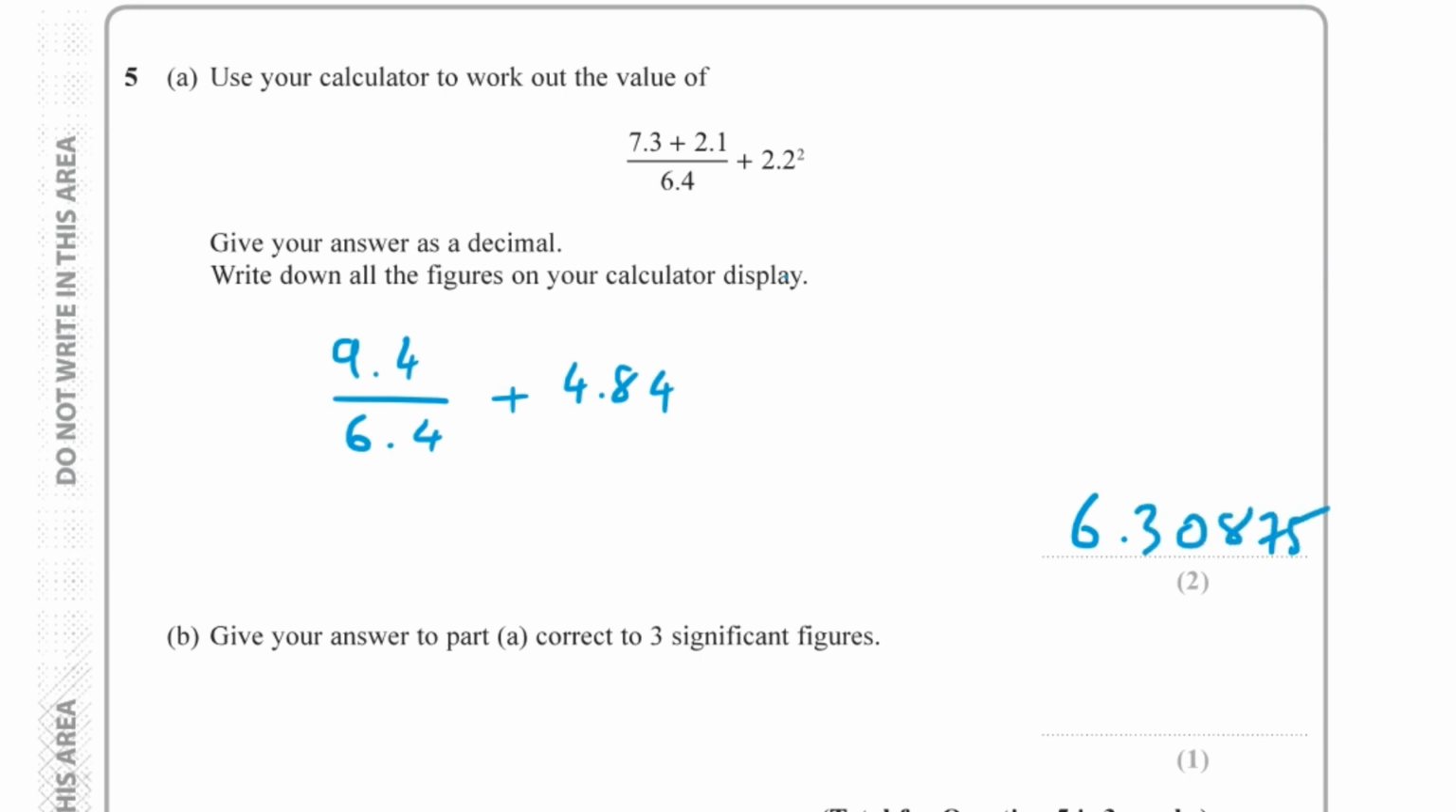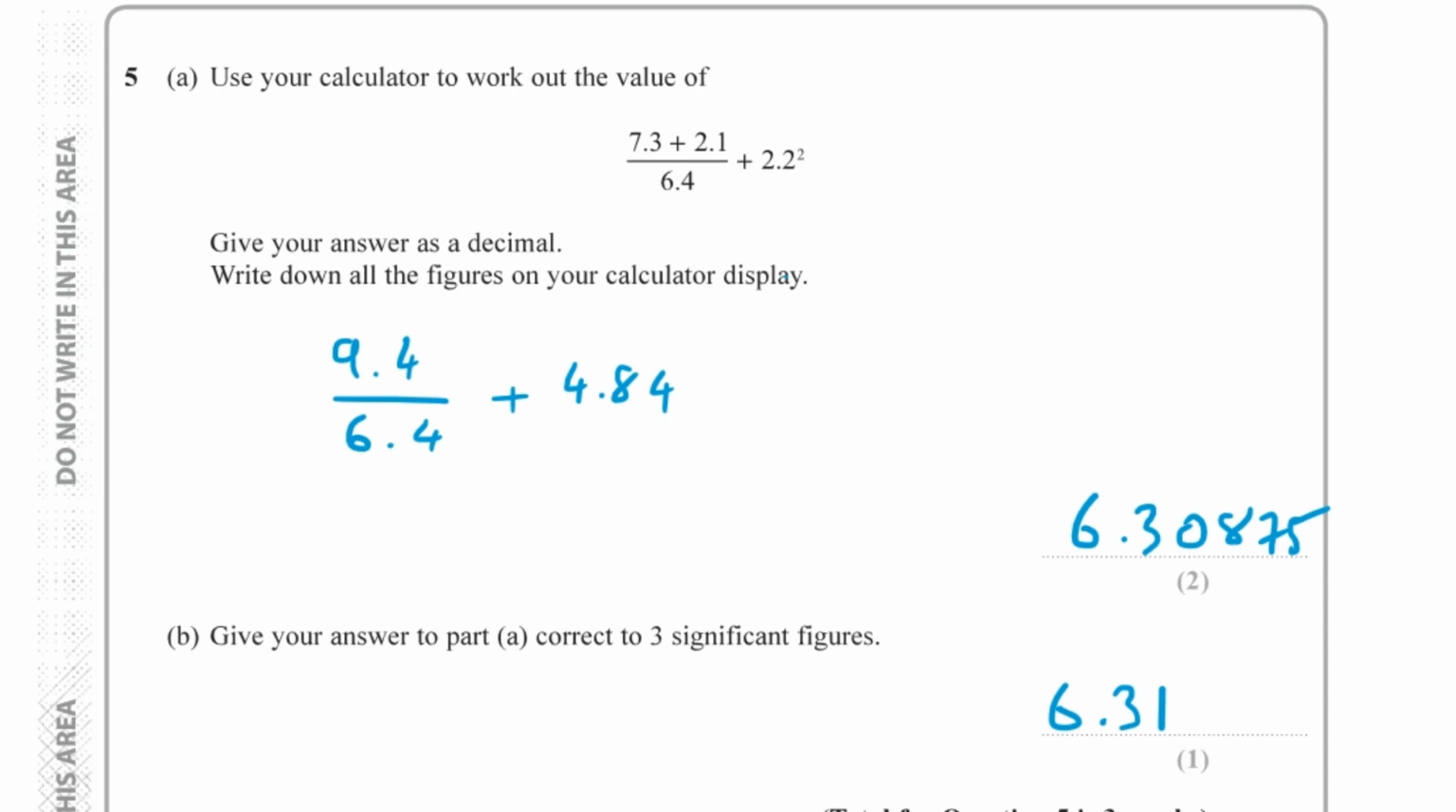6.30875. And rounding this to 3 significant figures, so 3 numbers which mean something. So the 6 is significant, the 3 is significant, and the 0 is also significant, but it should be closer to a 1 than to a 0. So we're going to say 6.31 here because the number after 0 is an 8, and this will be good for 3 significant figures.